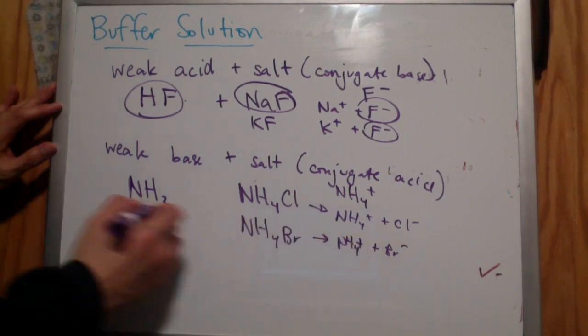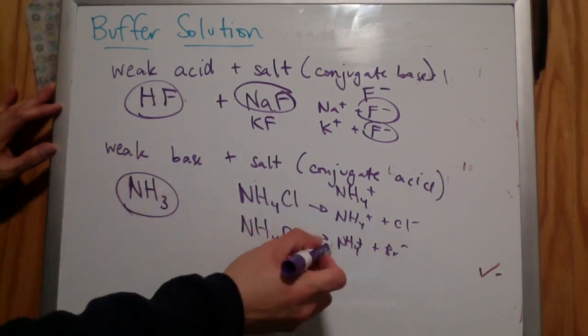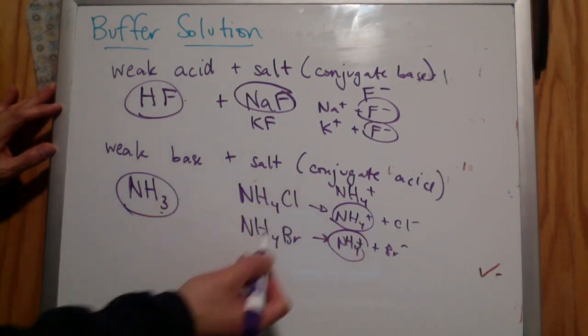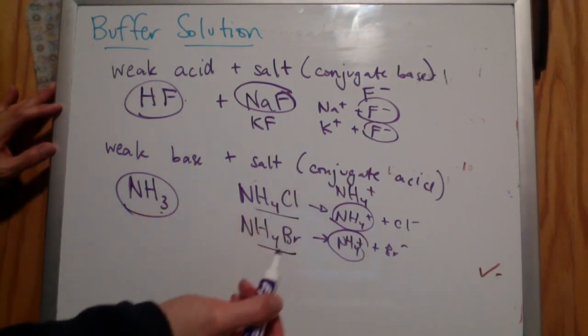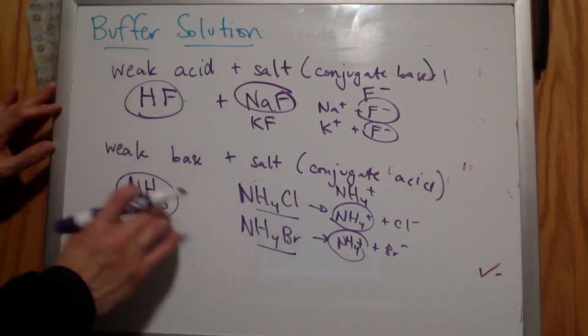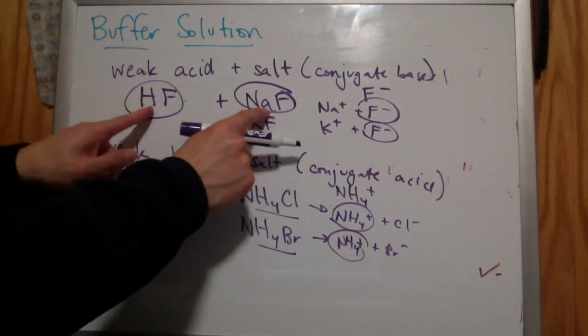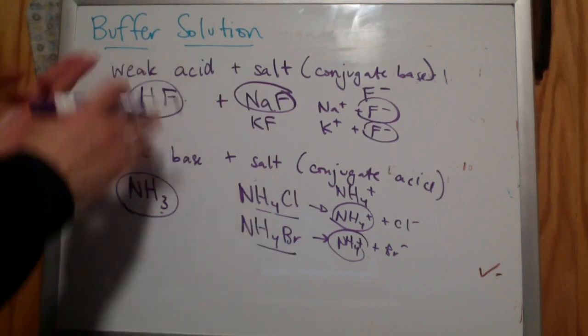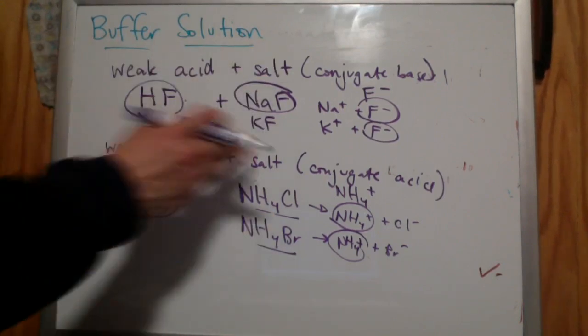And then we would once again have the weak base and its conjugate acid, or a weak base and its salt that we have here. So initially, as long as you start off with concentrations of both of those, you would have a buffer solution: weak acid and its salt, weak base and its salt.